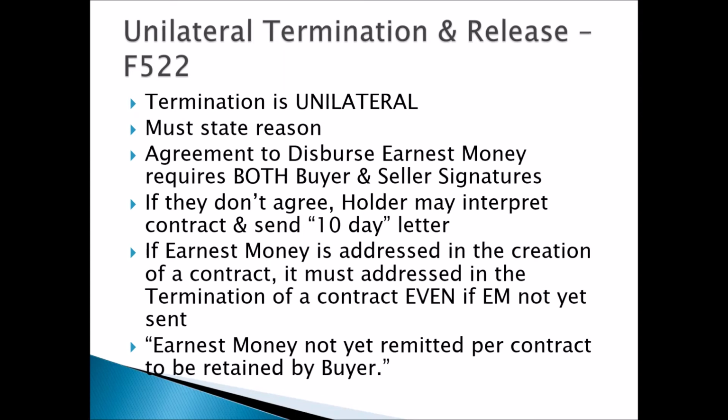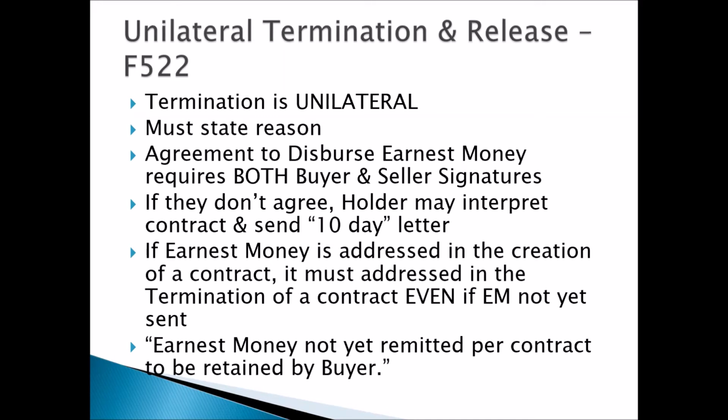So in the termination and release agreement, you must state the reason. And you guys, it's so weird how GAR does it. Termination and release are 2 separate contractual issues. They're 2 completely separate things. Once a contract's terminated, it's terminated. That's unilateral, and that's one issue. Like I said, the disbursement of the earnest money is a completely separate issue.